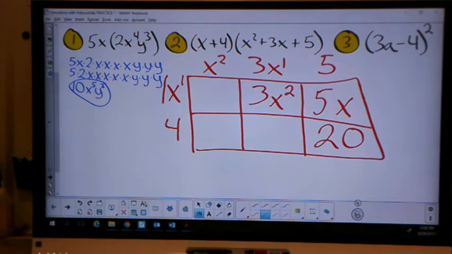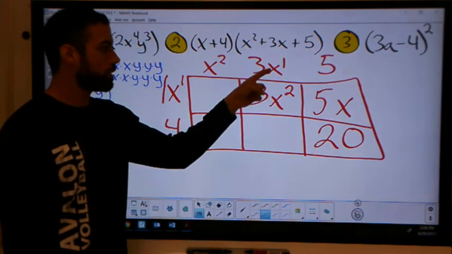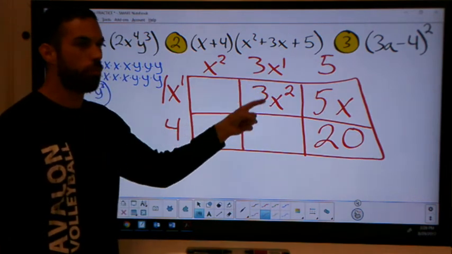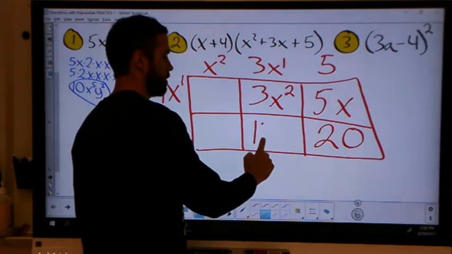3x squared. The bottom middle, 3x, is multiplying with a 4. Brady, you can recover right now. 12x.